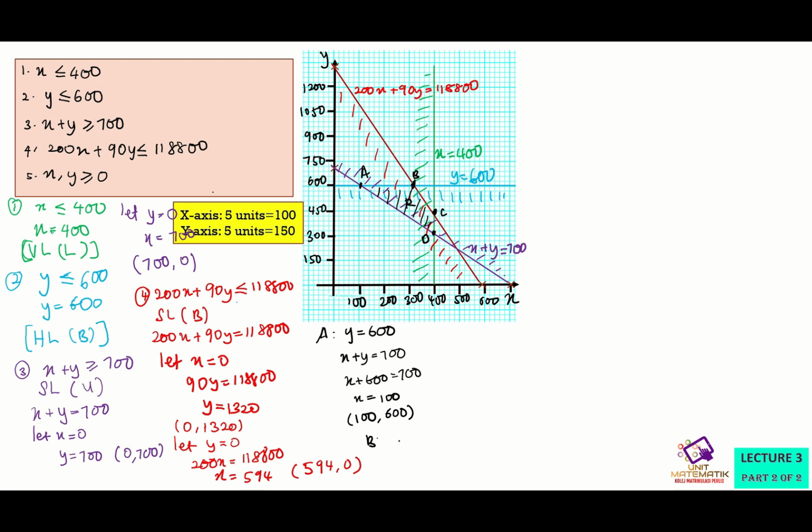And then for B, y equals to 600, and then the second equation is 200x plus 90y equals to 118,800. I leave it to you, and then you will get the corner point for B is 324, 600. Okay, for C, you have x equals to 400, and then the linear will be 200x plus 90y. Please be careful when you choose the linear graph, okay?